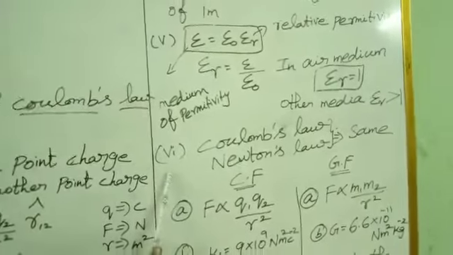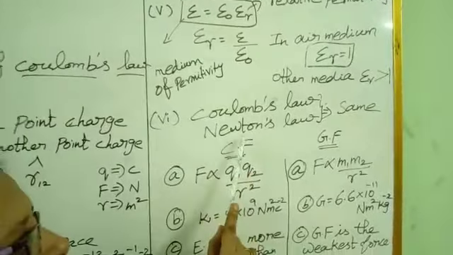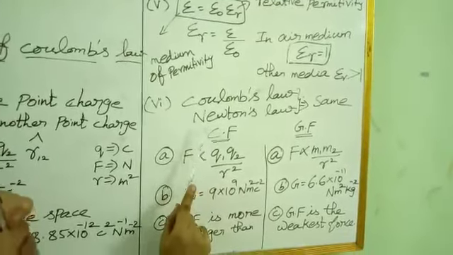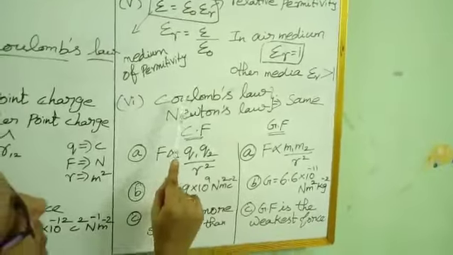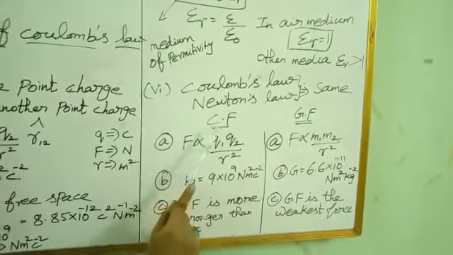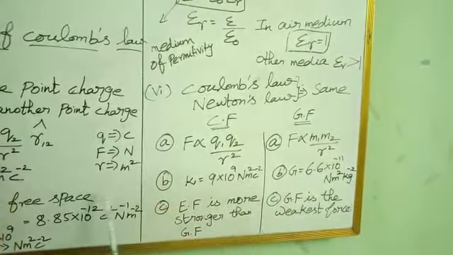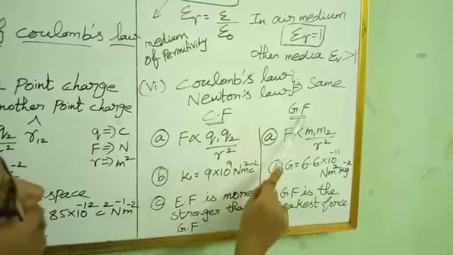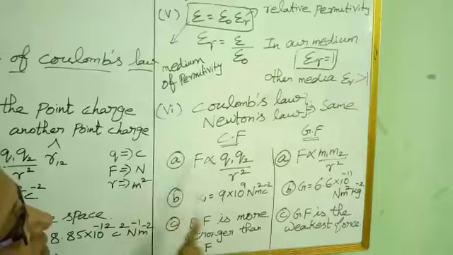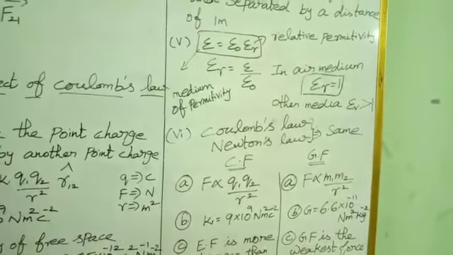What is the next point? Coulomb's law and Newton's gravitational law. So Coulomb's law and Newton's law are similar. How? See this difference, you can understand. Here this is gravitational force, and this is electrostatic force, that is Coulomb force. So Coulomb force and gravitational force.